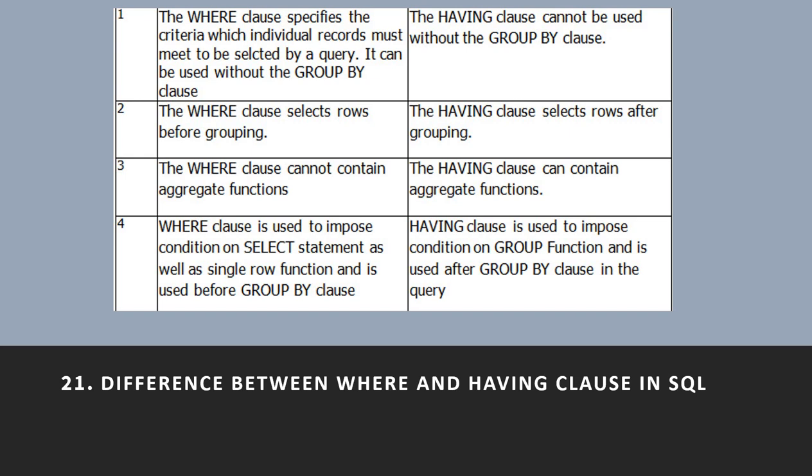The WHERE clause cannot contain aggregate functions. The HAVING clause can contain aggregate functions. The WHERE clause is used to impose a condition on the SELECT statement as well as single row functions, and it is used before the GROUP BY clause. However, the HAVING clause is used to impose a condition on group functions and is used after the GROUP BY clause in the query.